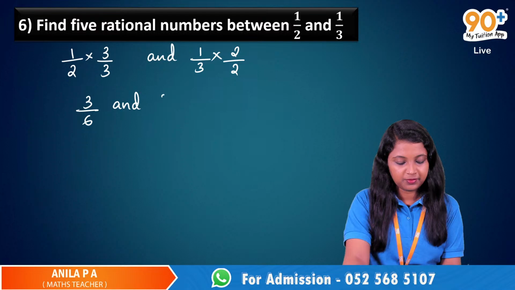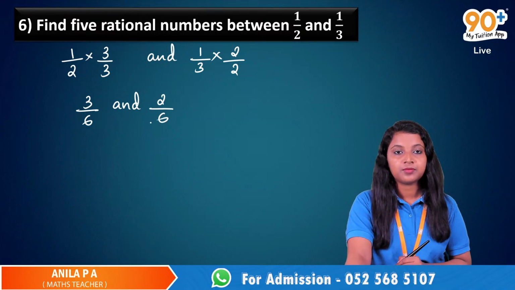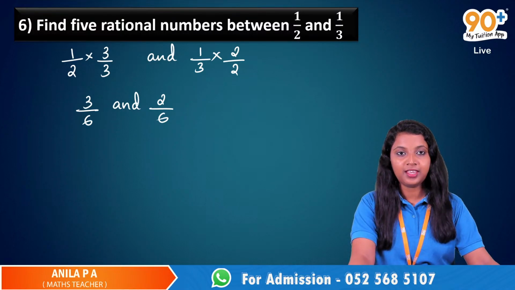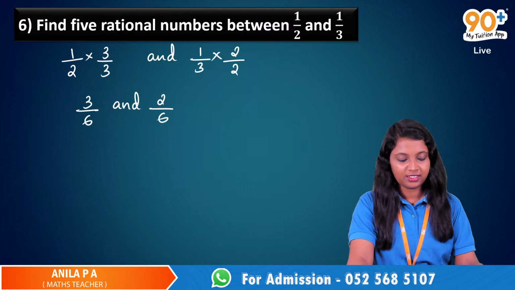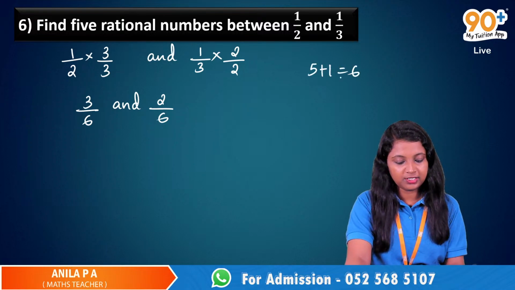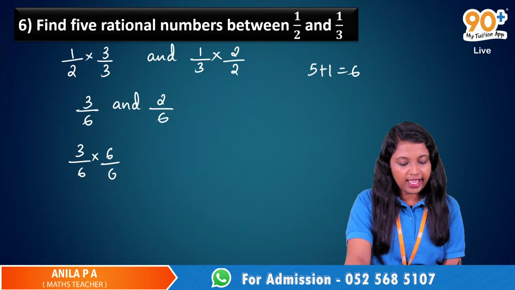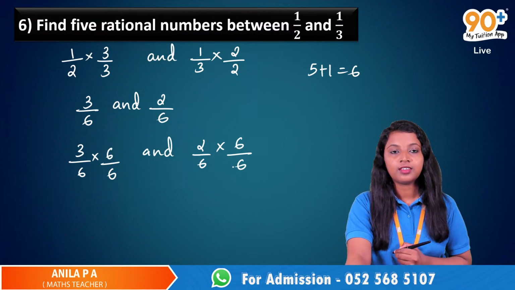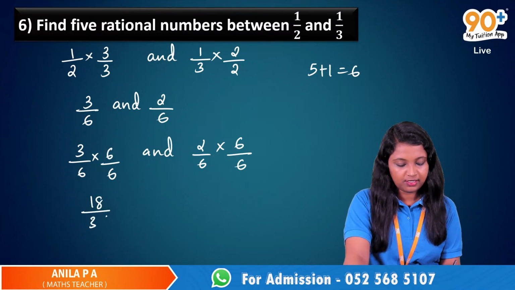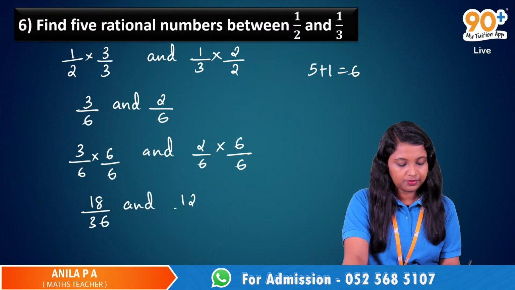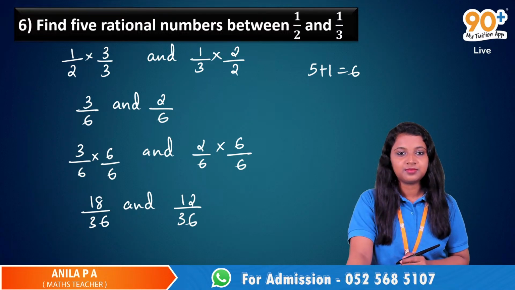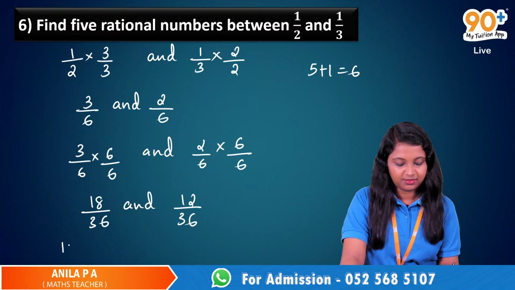Okay. We have to find 5 numbers. Yes, so we do 5 plus 1 which is 6, and then we multiply both of them with 6. So 3 by 6 into 6 by 6 and 2 by 6 into 6 by 6. Yes, then? Then we get 18 by 36 and 12 by 36. Okay. So between 12 and 18, it will be 13, 14, 15, 16 and 17, 5 numbers.